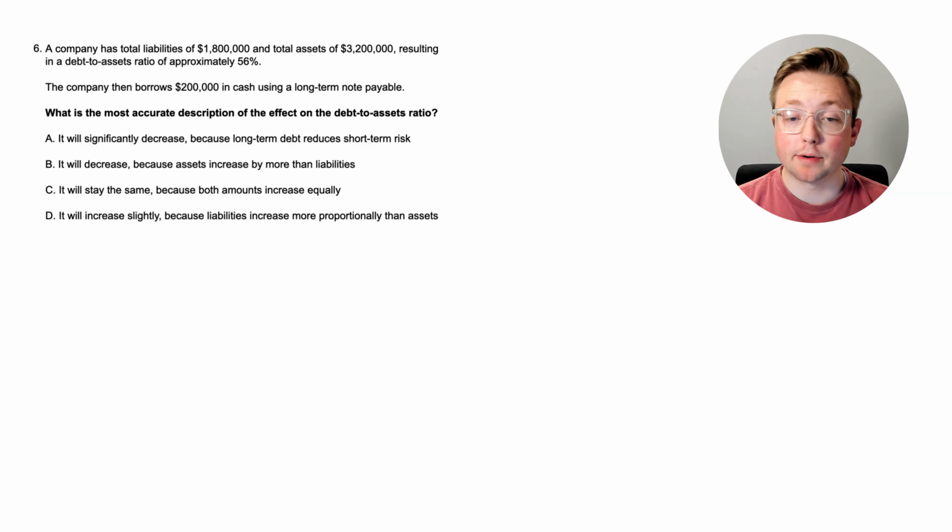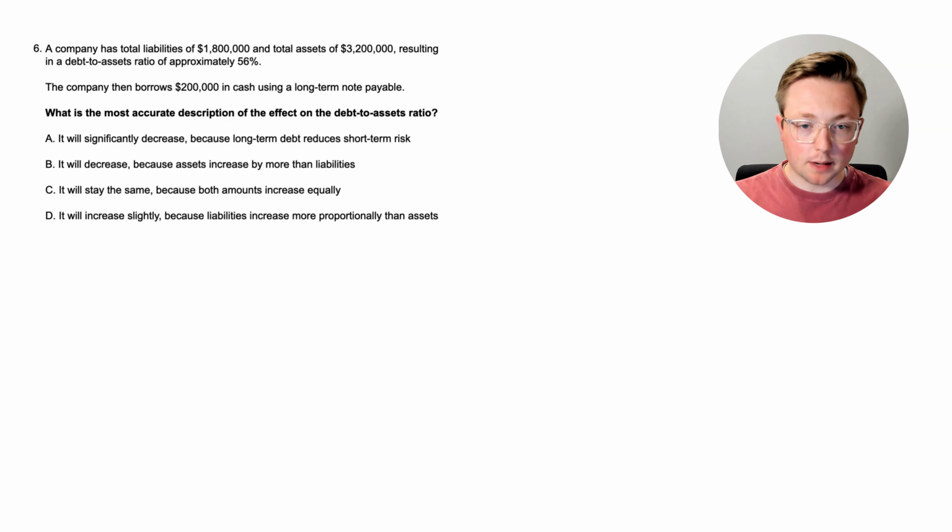So what is the most accurate description of the effect on the debt to assets ratio from them borrowing more cash by using a long-term note payable? So let's go through the options. Option A, it will significantly decrease because long-term debt reduces short-term risk. Option B, it will decrease because assets increase by more than liabilities. Option C, it will stay the same because both amounts increased equally. Or option D, it will increase slightly because liabilities increase more proportionally than assets.